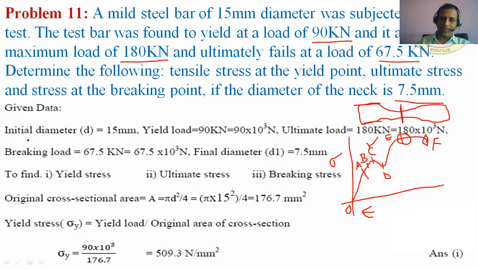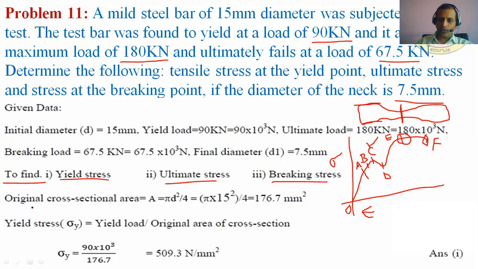So the given data: initial diameter D is 15 mm, yield load is 90 kilonewton, that is 90 into 10 to the power of 3 Newton. Ultimate load is 180 kilonewton, that is 180 into 10 to the power of 3 Newton. Breaking load is 67.5 kilonewton, so 67.5 into 10 to the power of 3 Newton. Final diameter is 7.5 mm, which is the neck diameter. We need to find yield stress, ultimate stress and breaking stress.